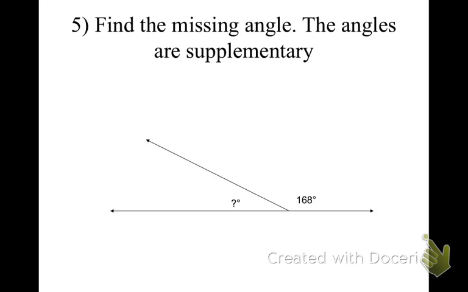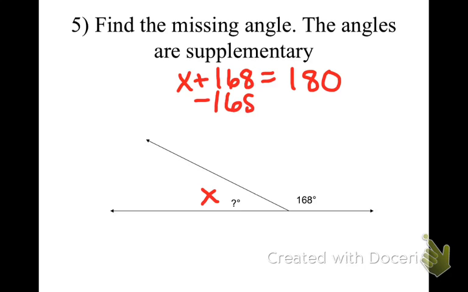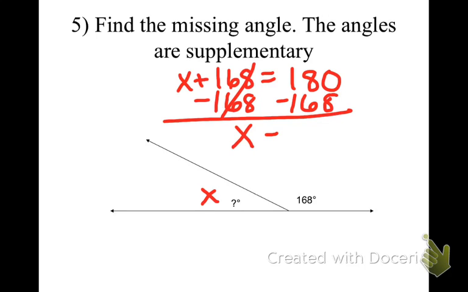For supplementary angles, if we are to find the missing angle, our equation is similar, but a little bit different because supplementary angles total 180. So x plus 168 is equal to 180 degrees. To solve this equation, we would simply subtract 168 from both sides, and we'll get x is equal to 12 degrees.